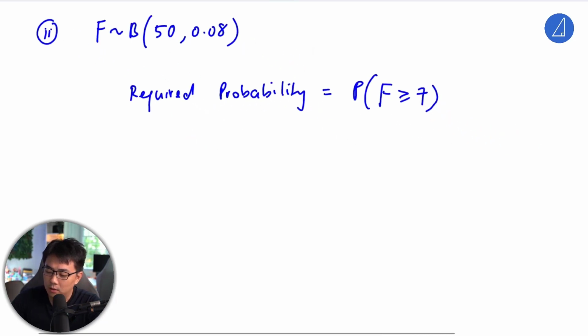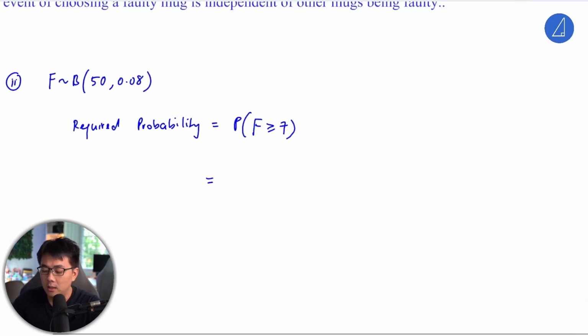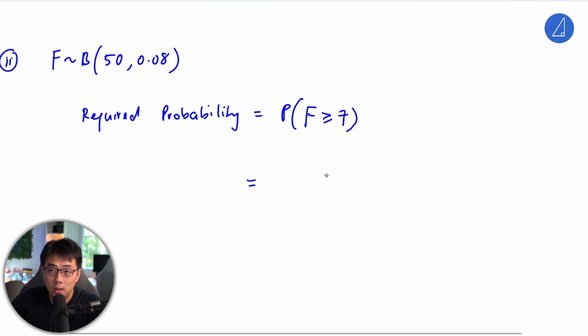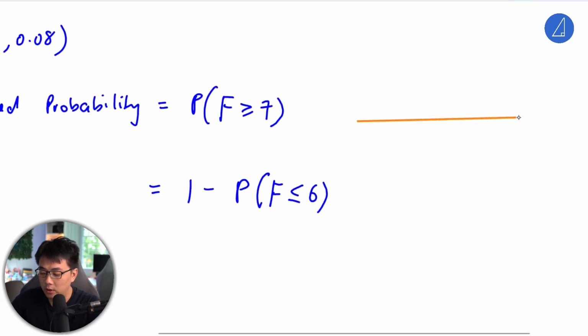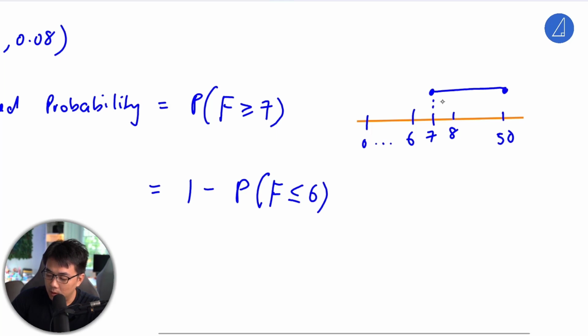Just key in calculator. Obviously our calculator is CDF, so we need to change to less than or equal. So P(f ≤ 6). Okay, so in this case, just be mindful of the sign there. Do not put 7 here. If you are not too sure, just remember to draw the number line. So like 6, 7, 8. So always start counting from 0 to 50 here. So what we want is this guy here, P(f ≥ 7).